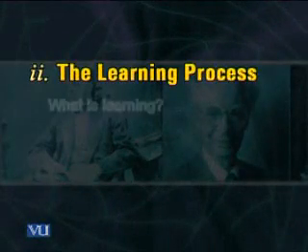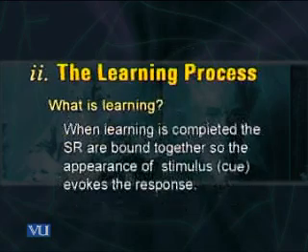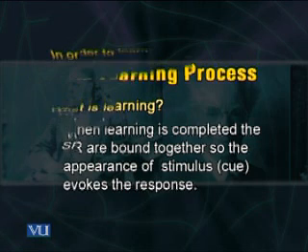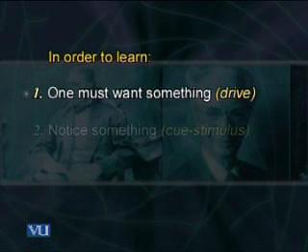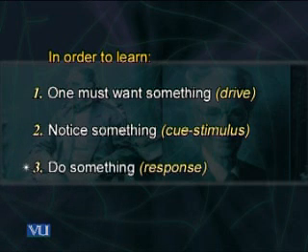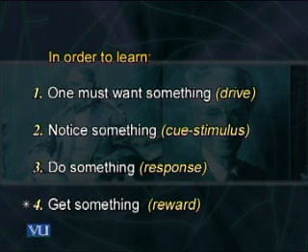Number two, the learning process. What is learning? According to this theory, in the simplest terms, it is the study of circumstances under which a response and a stimulus cue become connected. When learning is completed, the S-R are bound together, so the appearance of the stimulus cue evokes the response. In order to learn, one must want something, that is a drive. Number two, notice something, cue, stimulus. Number three, do something, response. And number four, get something, that is reward.